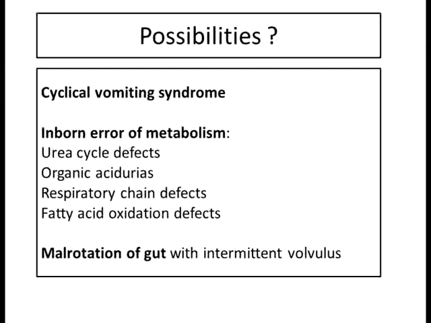But I think the point is that now, because we have a history of hepatomegaly and repeated episodes, we are moving in that direction, with hypoglycemia and lethargy, and many findings pointing towards metabolic disease. But I just want to give the message that you need to keep cyclical vomiting as a differential diagnosis also. So the possibilities we kept are cyclical vomiting, inborn error of metabolism, and malrotation of gut with intermittent volvulus, though we don't have a clinical clue.